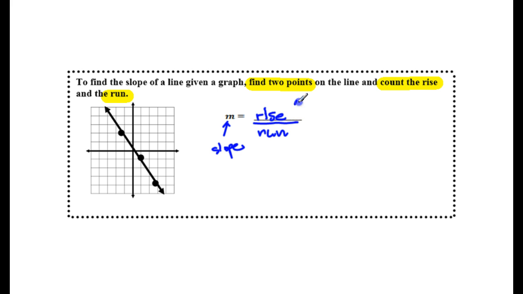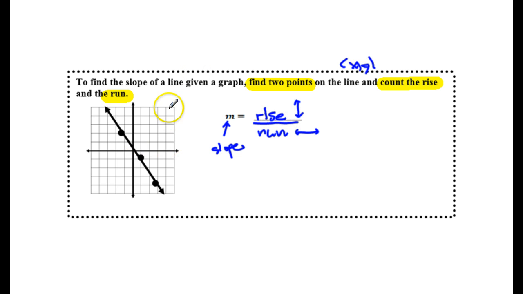Once again, for the rise, you're counting how it's going up or down. For the run, you're counting how it's moving left and right. I know this is confusing because when we do points, we always list the x first, right? But now in the slope, the rise is on top. A way to think about that, it rhymes: rise comes from the y's. That's why the y direction goes on top.